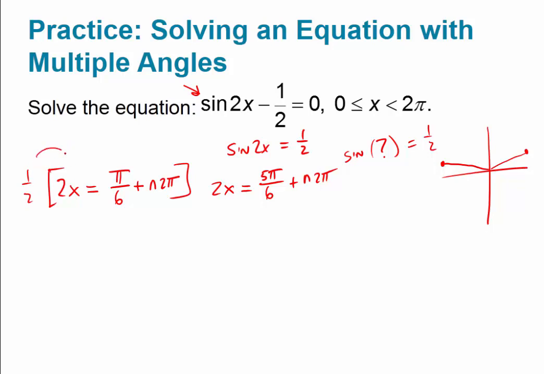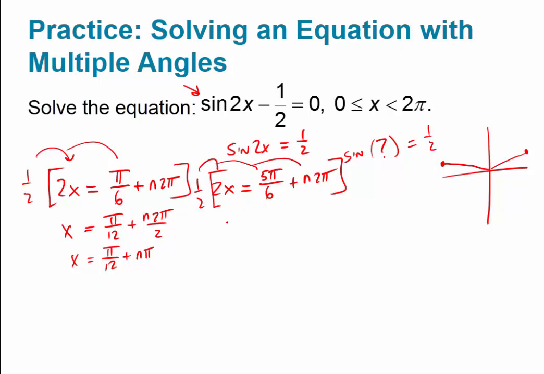So that's going to give me x equals pi over 12, and then n times 2 pi over 2, which means those 2's just divide out. So my equation would be pi over 12 plus n pi. Same thing here. Since I had 2 solutions, I need 2 of these equations. Multiply everything by a half, and I'll get x equals 5 pi over 12, and here again those 2's divide out, and I'll have plus n pi.